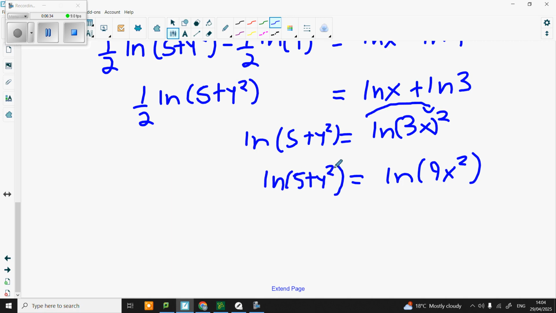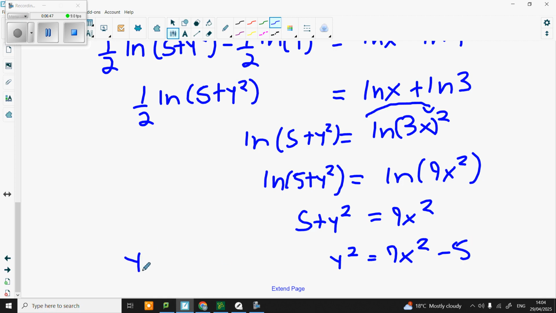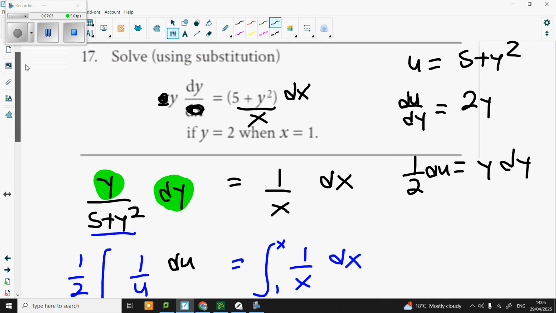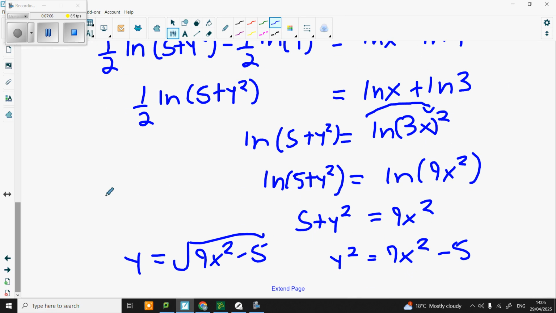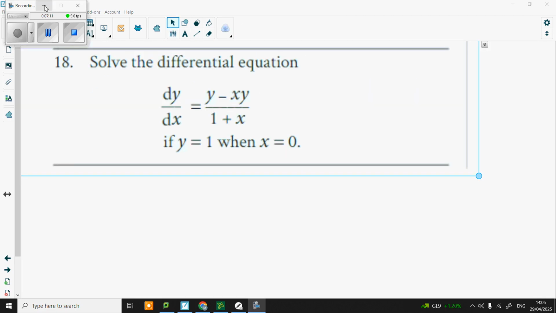Now, yeah, we're about to get it. Just cancel the ln's on both sides because they mean the same thing. Bring the 5 over to your side. Square root. Why am I only concerned with the positive version? Can anybody tell me? What are the limits again? 1 and 2, was it? Okay. So y equals 2 when x equals 1. So we're happy with that one.